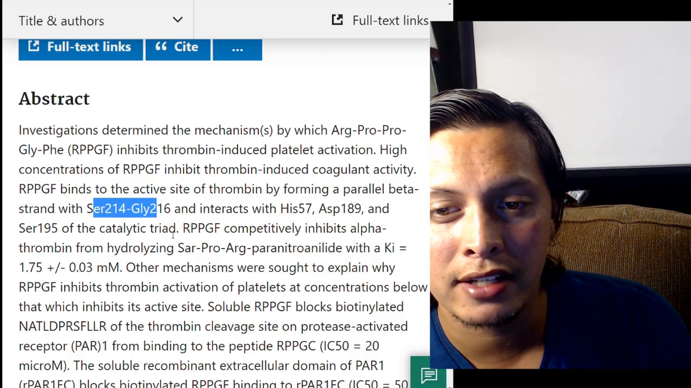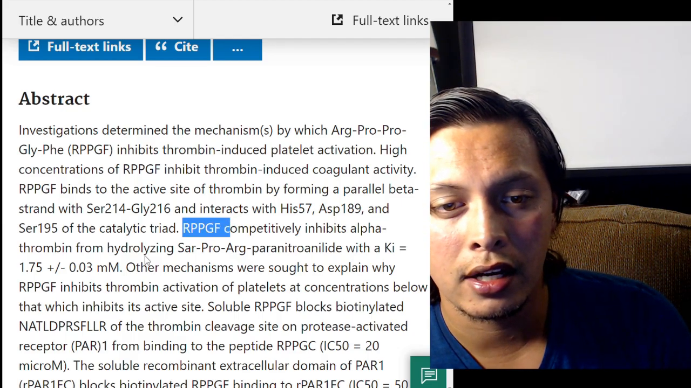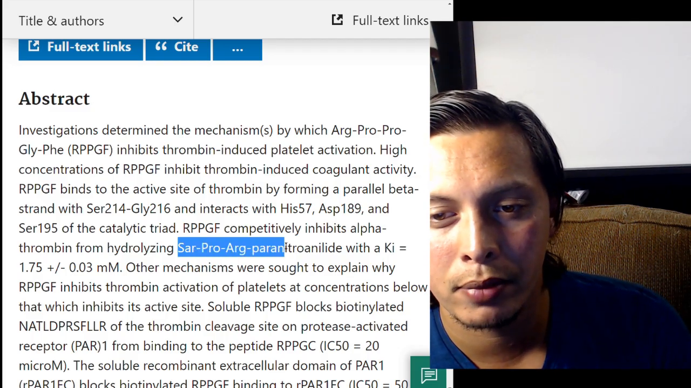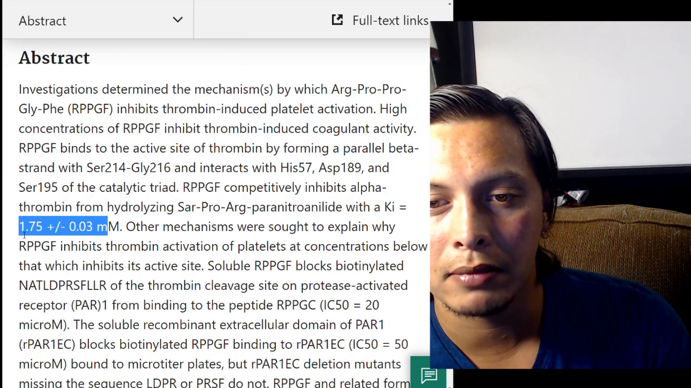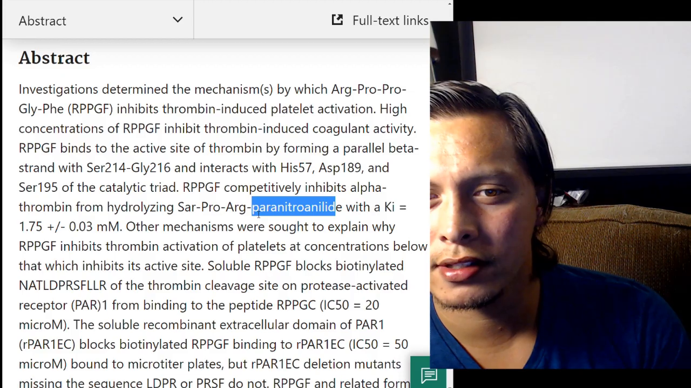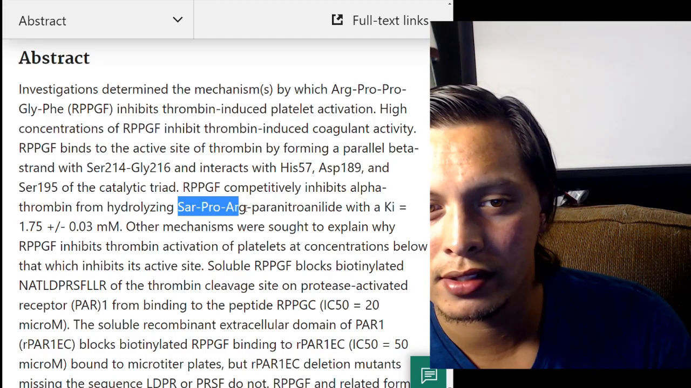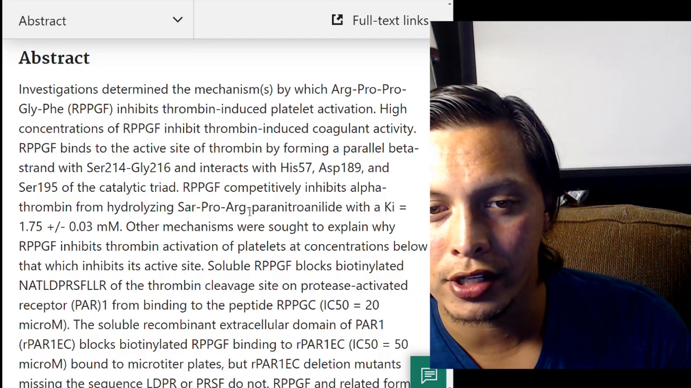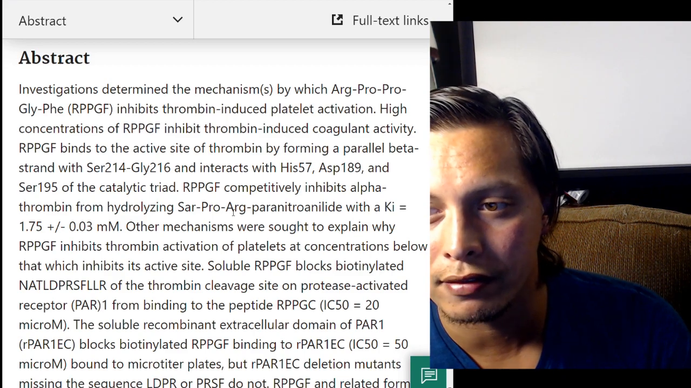So this competitively inhibits alpha thrombin from hydrolyzing the Sar-Pro-Arg paranitroanilide with this constant. So I believe this is a, what would the word be? Fluorescent molecule, and this is an amino acid sequence that thrombin is very good at recognizing. So the proline arginine, PR, I believe that might be the preferred cleavage site of thrombin.